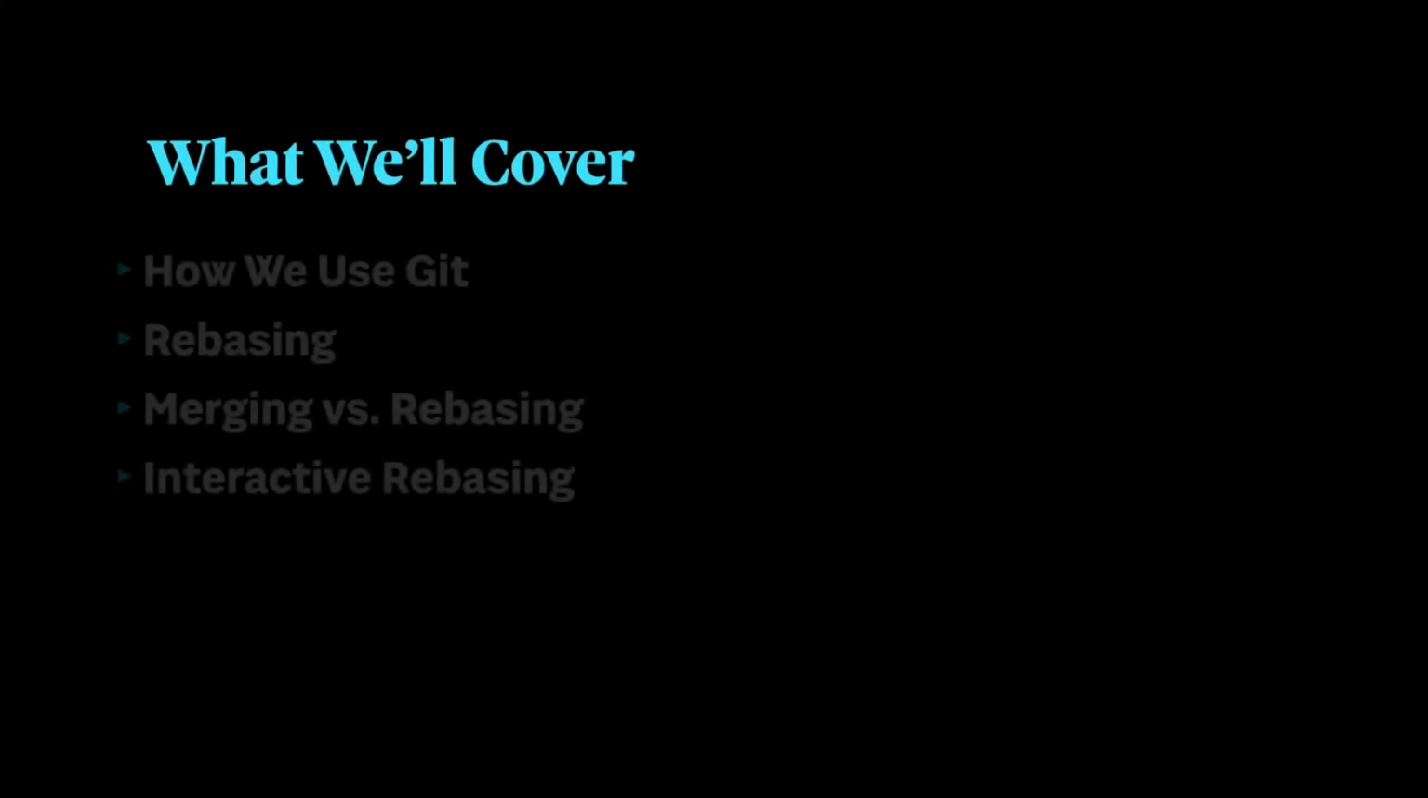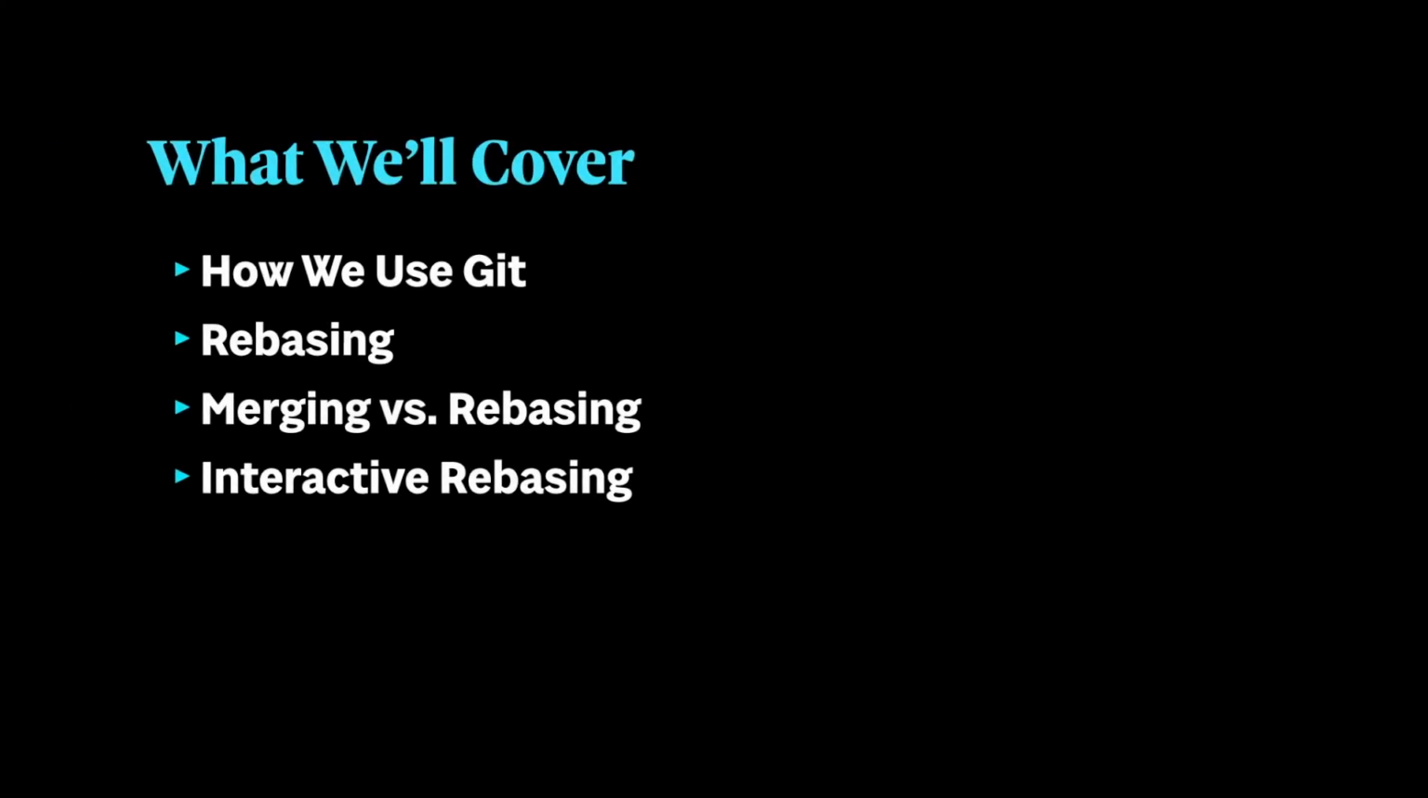At Sparkbox, we love Git. It's our go-to version control system, and over the years of experience working with Git, we've developed and adopted some best practices and workflows that we think are beneficial for any organization using it. These are the things that we're going to cover today. We're going to start with how we use Git, rebasing, merging versus rebasing, and interactive rebasing.